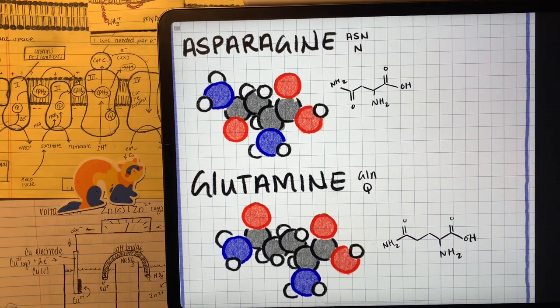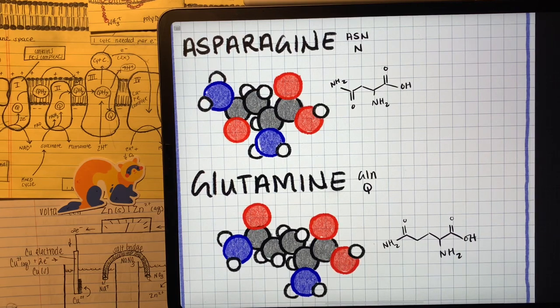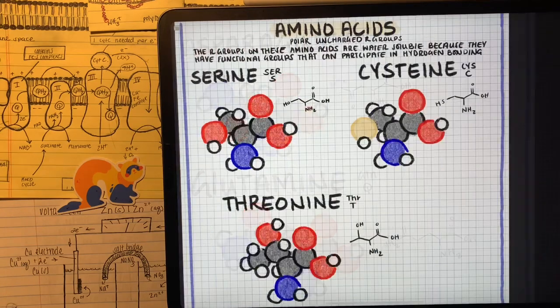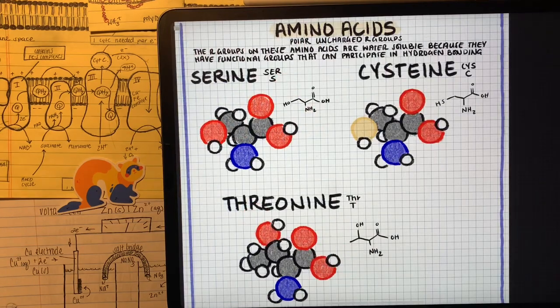The last 2 being asparagine and glutamine. Now, the only difference between these 2 is the carbon length, so it can be easy to confuse the 2, so just try to pay attention. And for a little side note, cysteine is going to be really important when we talk about disulfide bonds later on in the next video, when we talk about how these amino acids interact with one another.